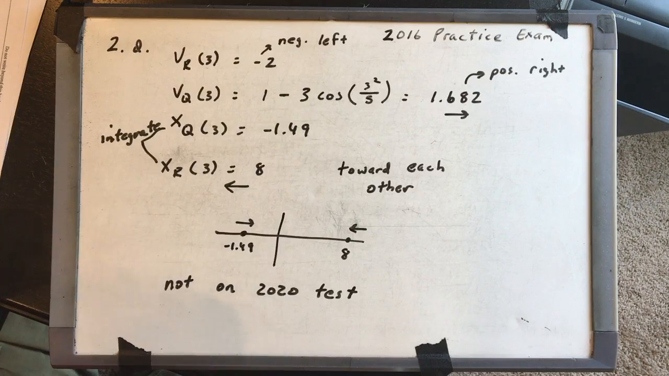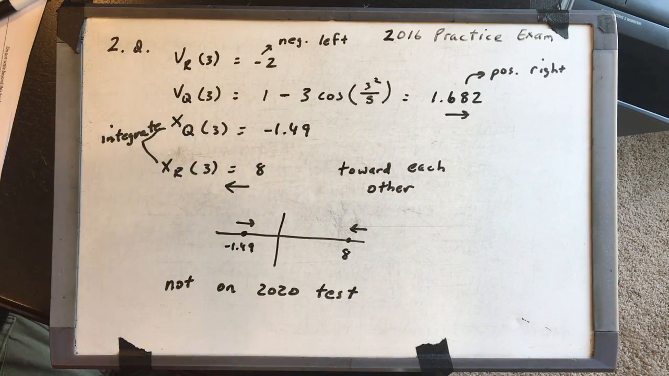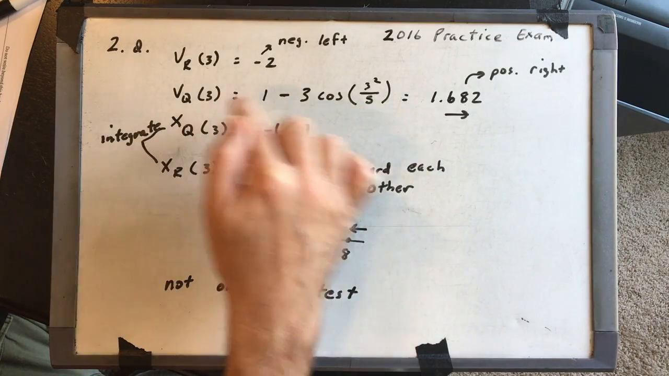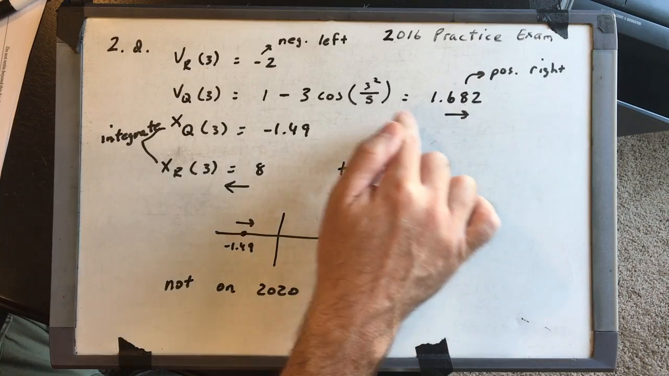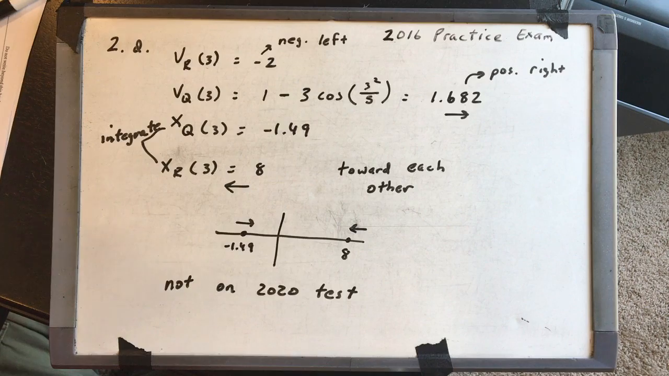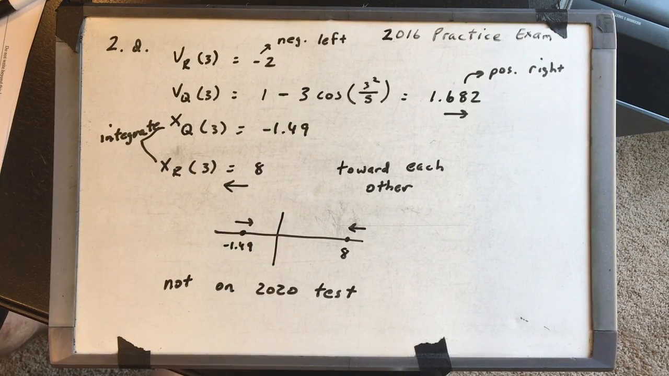All right, it's just kind of figuring that out on the fly. Okay, but there was some useful information because on the 2020 test you might have to plug something in and figure out what the velocity is and know that negative means left, positive means right. Worthwhile information. All right, so that's going to be it for today's video. We'll pick up on number 3 on the 2016 test next video.